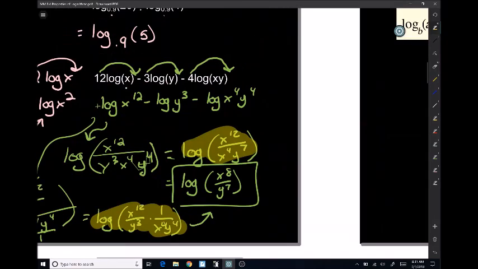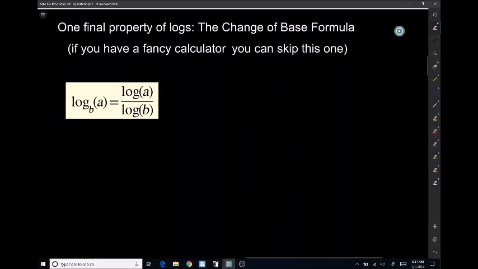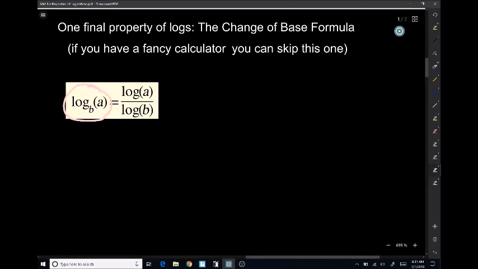Useful for eventually. Here's a final property that we've actually talked about a couple times with graphing and evaluating. It's called the change of base property. If you have a fancy calculator, you won't be using this one, but it's still worth understanding. Here's log base b of a. That becomes the log of a divided by the log of b. That's the change of base formula. So if I had like log base 3 of 12 in my calculator, I could type in log of 12 divided by log of 3.